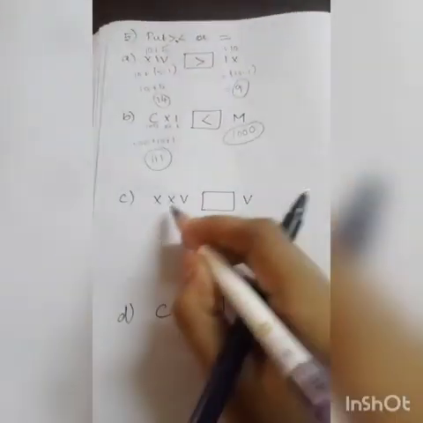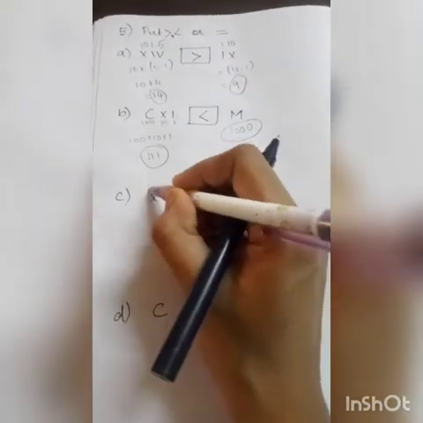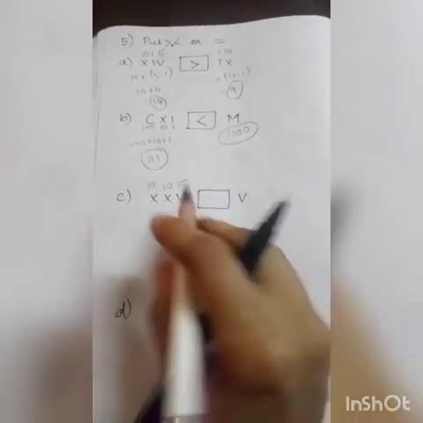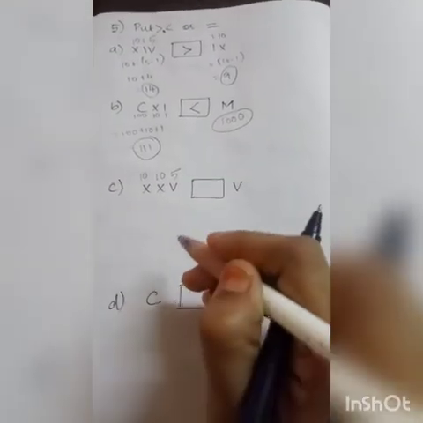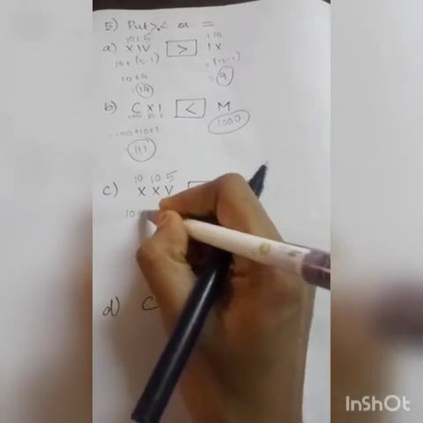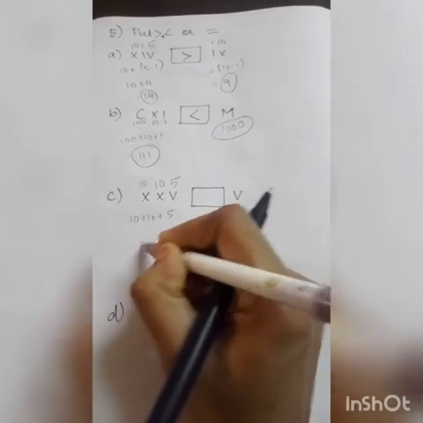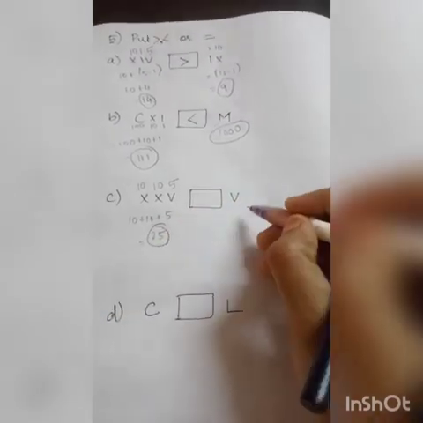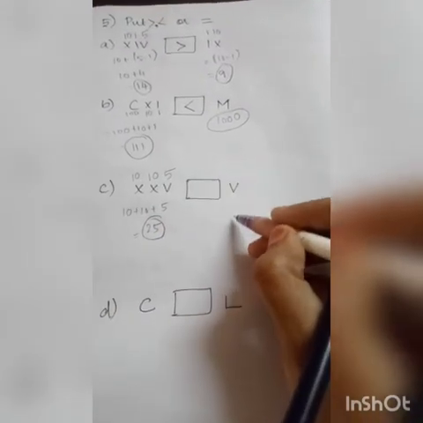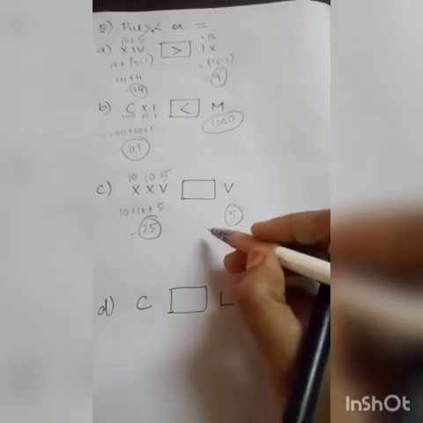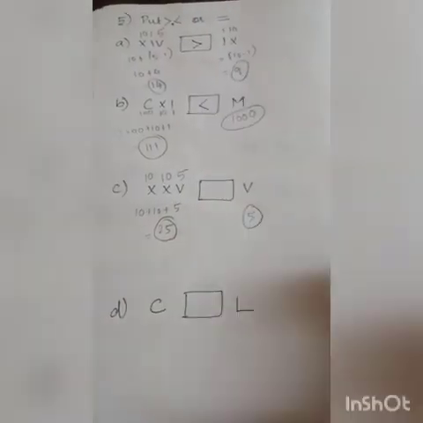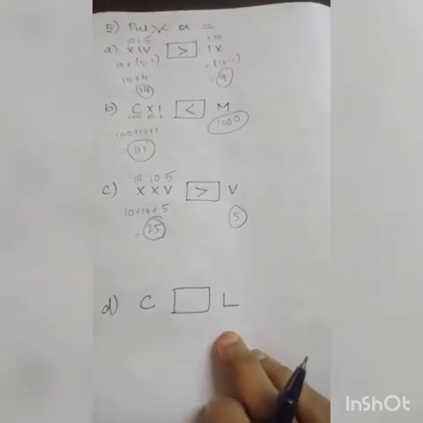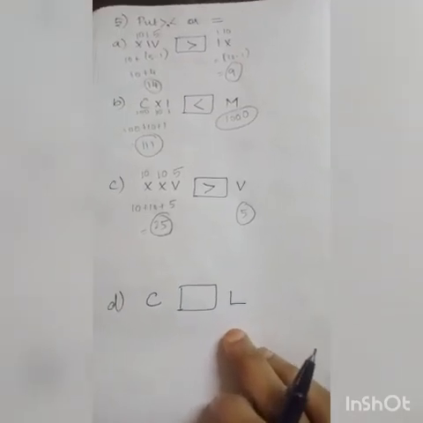Next, XXV. X stands for 10. X stands for 10. V stands for 5. So this is in descending order. So what you will do? 10 plus 10 plus 5. 10 plus 10 is 20. 20 plus 5 is 25. The answer is 25. Next, what does V stand for? 5. So which is greater? This one is greater. So XXV is greater than V.